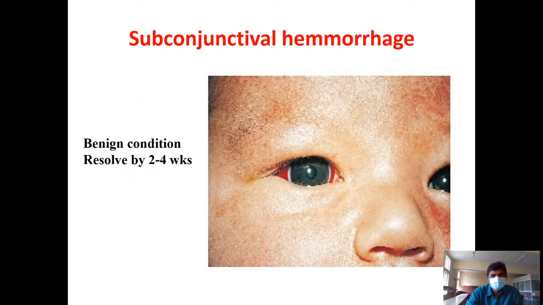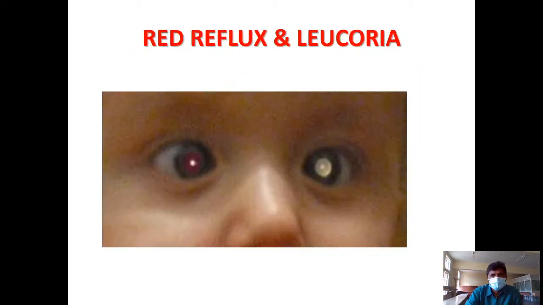I'll share a few examples. This baby, because of birth trauma, ended up having a subconjunctival hemorrhage. It is usually a benign condition and usually resolves by 2 to 4 weeks. Then red reflex. With the direct ophthalmoscope you need to look for the red reflex. When you project a light through your direct ophthalmoscope, a red reflex will be seen.